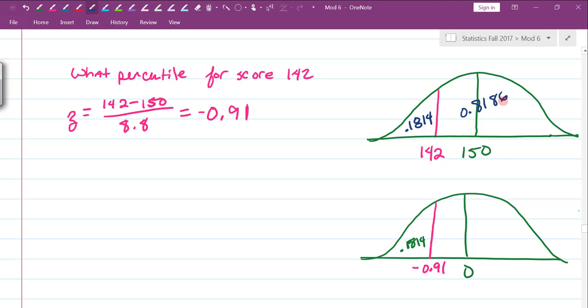We are in the 18.14 percentile, okay? Which means that 18.14% of the population made less than a 142, and 81.86% of the population made 142 or greater. Okay, so we're at the 18.14 percentile.